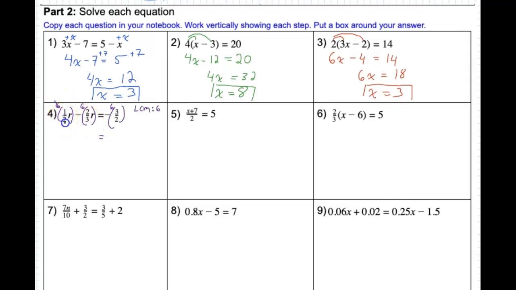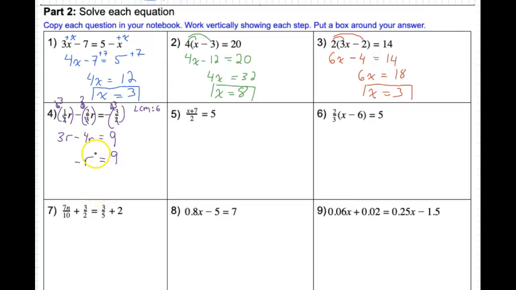So 6 divided by 2 is 3. 3 times 1 is 3r. 6 divided by 3 is 2. 2 times 2, so minus 4r. See how this is working out nicely? 6 divided by 2 is 3. 3 times 3 is 9. So basically, when I do this here, I have negative r is equal to 9.